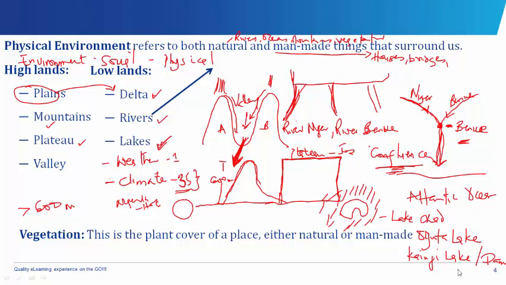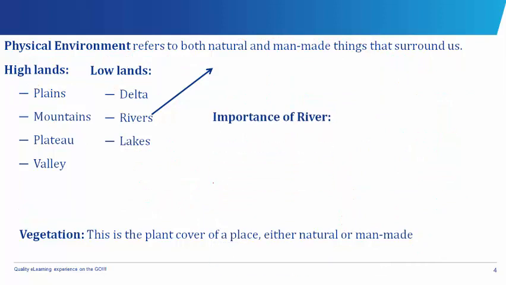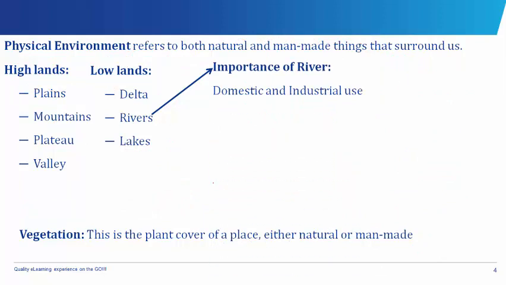Okay, so let's look at the importance of rivers. Number one, for domestic and industrial use. So rivers can be used industrially and domestically. Domestically, you should think of water supply for homes, the drinking water. So the water here has to be purified. Then for industrial use, it could be used for so many things: for generation of electricity, for transport purposes also.